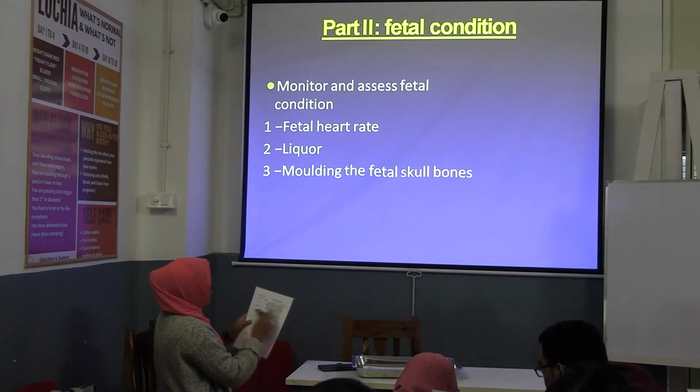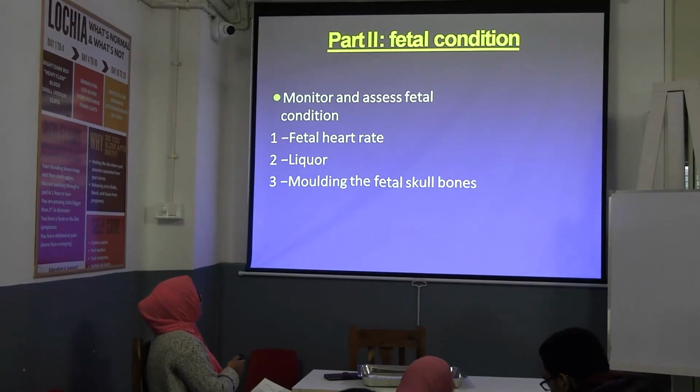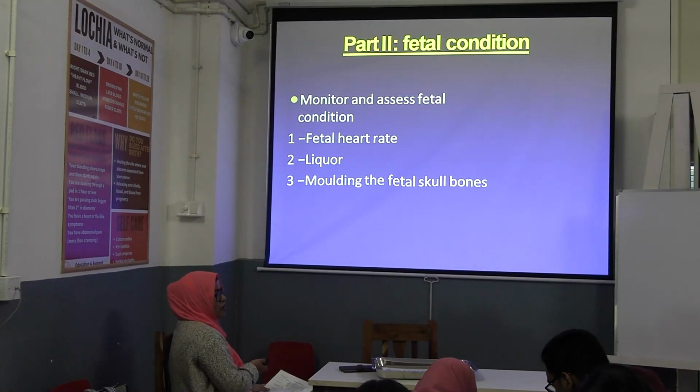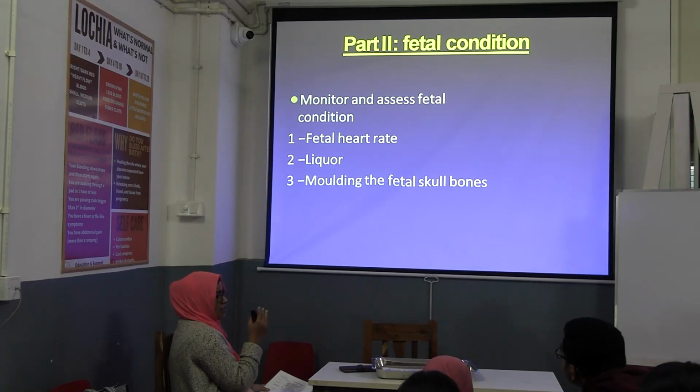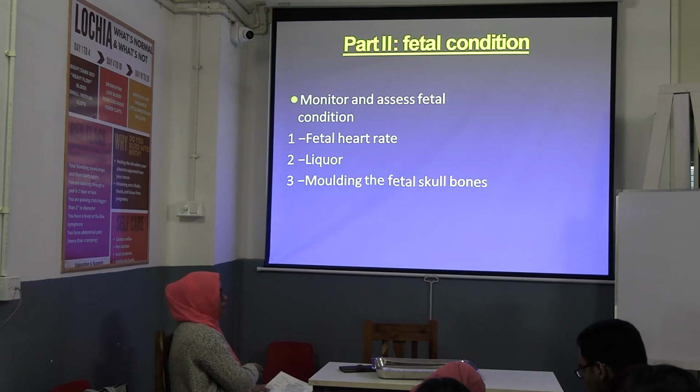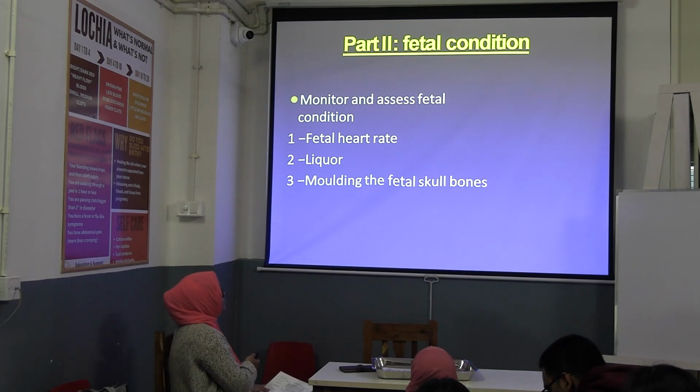We see the fetal heart rate that is monitored every 30 minutes, or every half an hour. The liquor, if the membranes are present or absent, you have to write intact as I, and if ruptured as R, and whether the liquor is clear or not. Clear means C, if it is blood stained it is B, meconium stained is M. Now molding of the fetal skull bones.